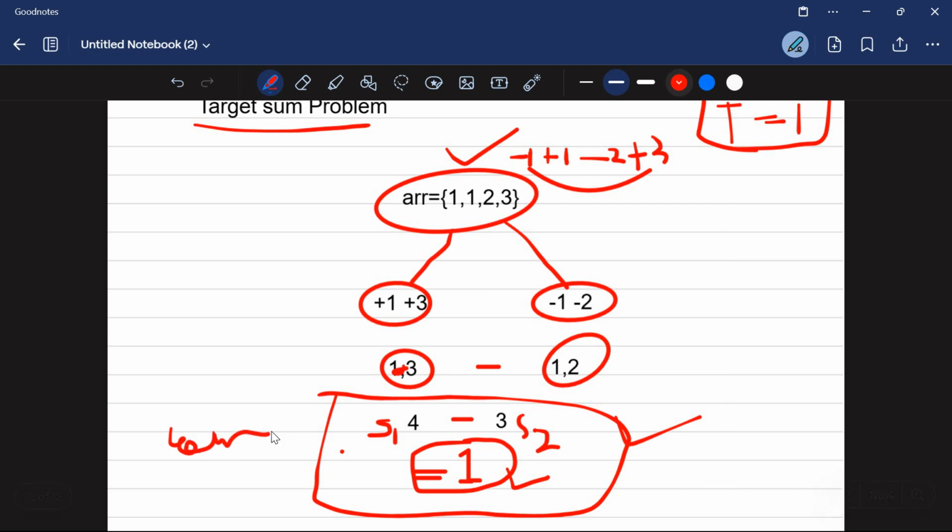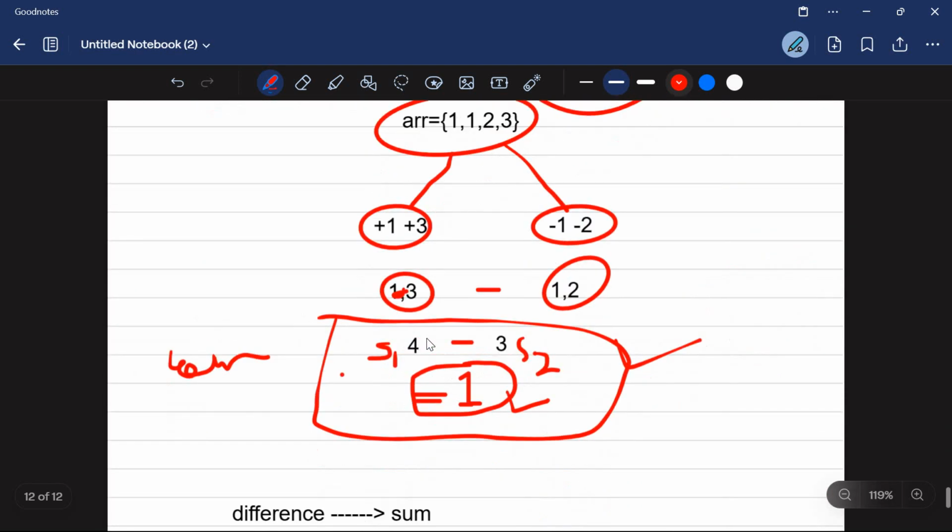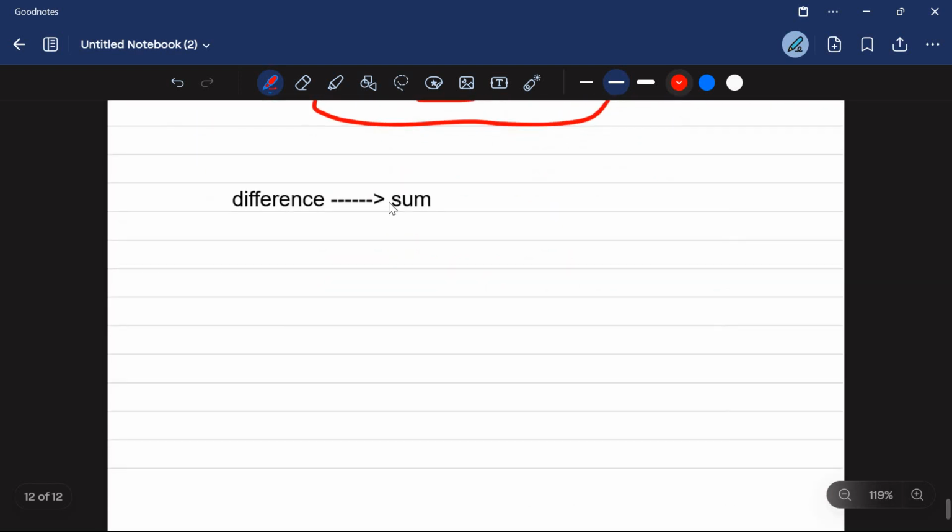क्या है ब्रो? You can see this problem is just like the problem before. Count the number of subsets whose sum is given to us. You give a difference. So here the difference is not given. So in this problem, they will give us the target value. Okay. Here the difference is the target.